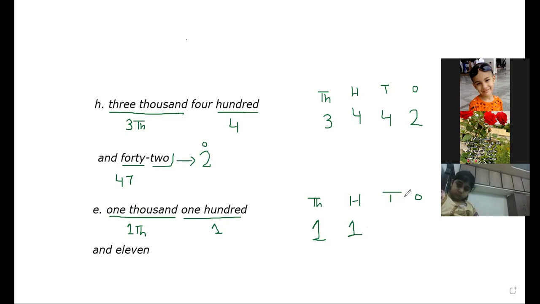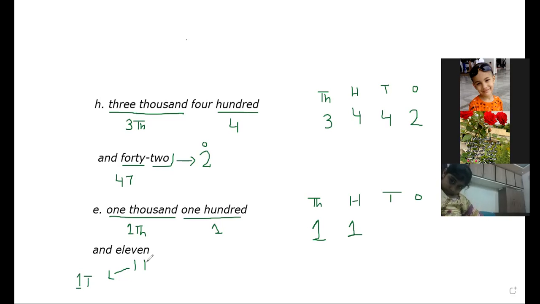Now the turn of tens. How many tens do we have? They are saying 11. How do we write 11? Like this, 1 and 1. Now we know how many tens we have here. In 11, how many tens do we have? 1 ten.